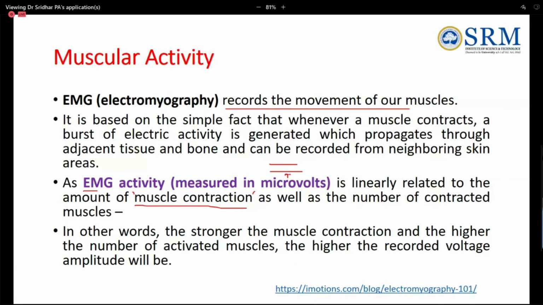So this all depends upon how you amplify the signal, and what electronic system you use, because we are recording the voltage amplitude which you receive on the surface of the skin.